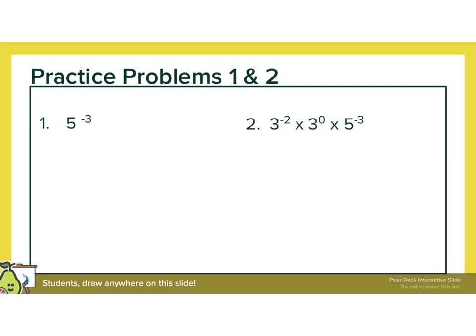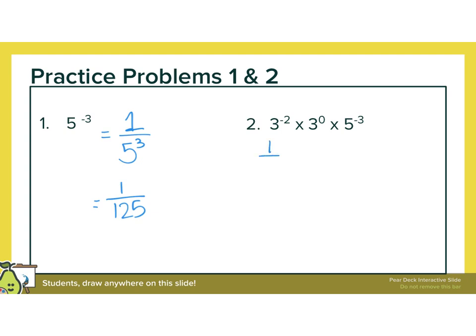All right, let's see if you understand how to actually do this in practice. So I've got 5 to the negative 3. Don't want any negative exponents, so I need to make it a fraction. I'm going to push it down to the denominator. There's nothing else left, so it's just 1 over 5 to the third power. I think IXL wants you to just write the number, so this would be 1 over 125.